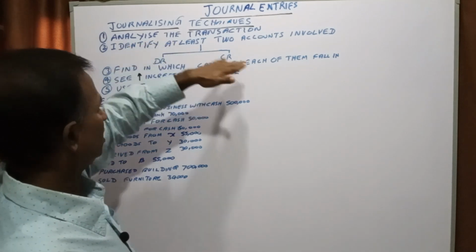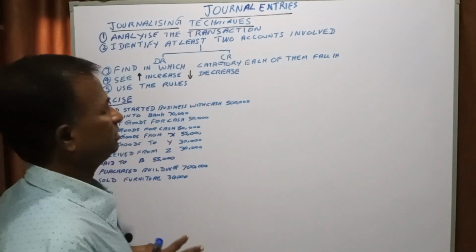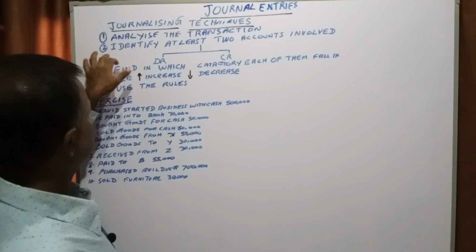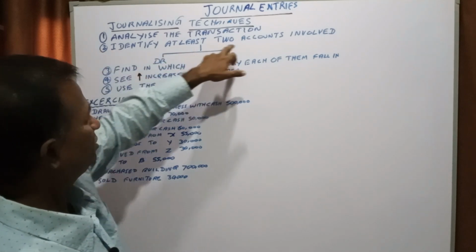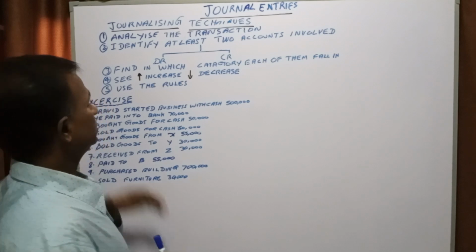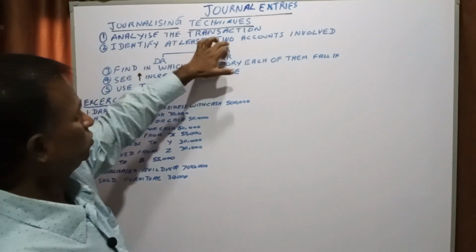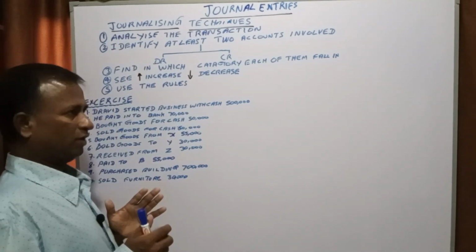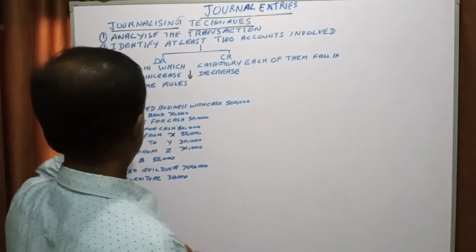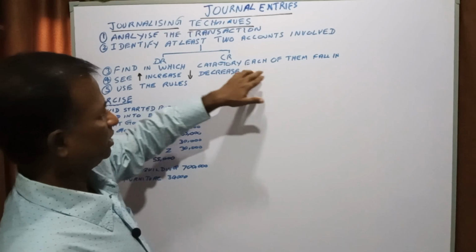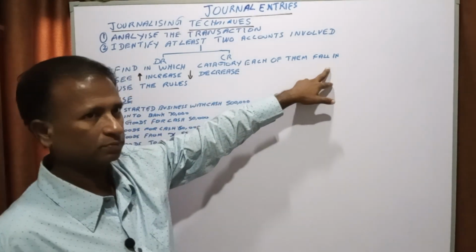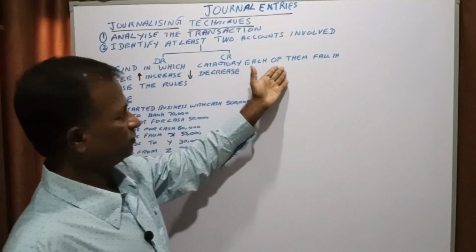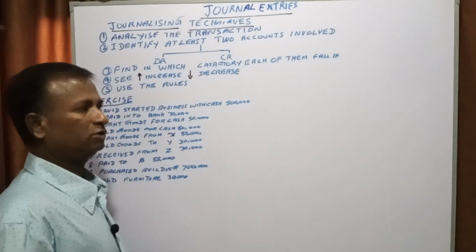First, analyze the transaction. Read and understand the transaction. Then second, identify at least two accounts involved. That is debit and credit. One is debit and the other is credit. Find in which category each of the accounts fall in.